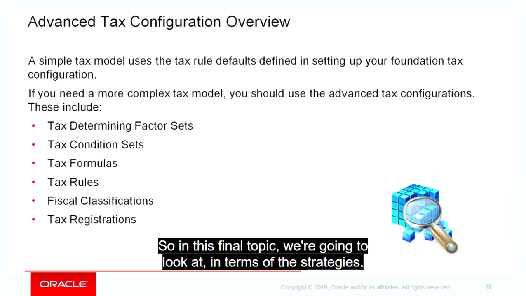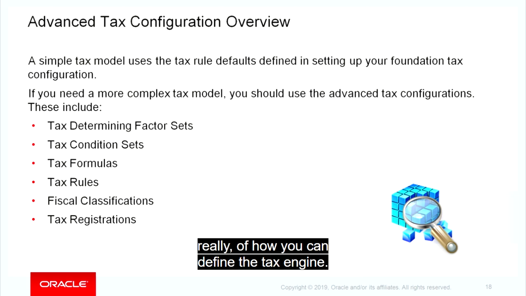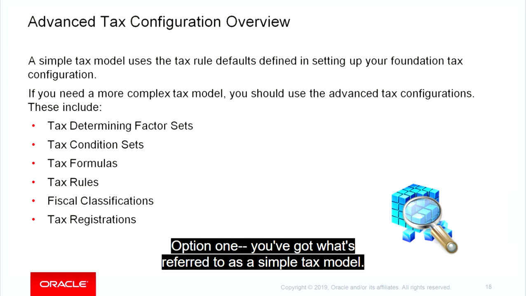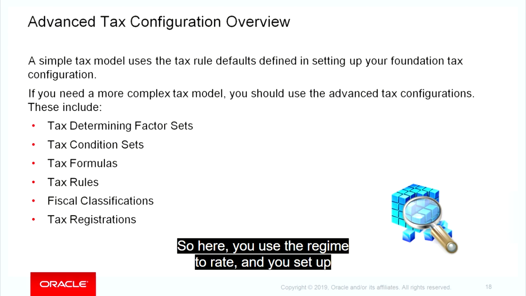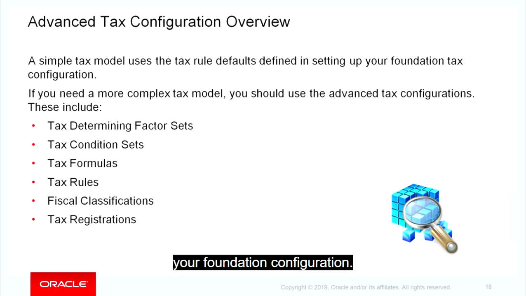So in this final topic we're going to look at the strategies of how you can define the tax engine. In simple terms, it's split between two options. Option one, you've got what's referred to as a simple tax model. Here you use the regime to rate and you set up your foundation configuration.